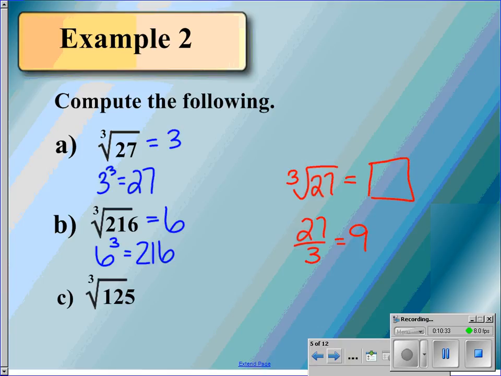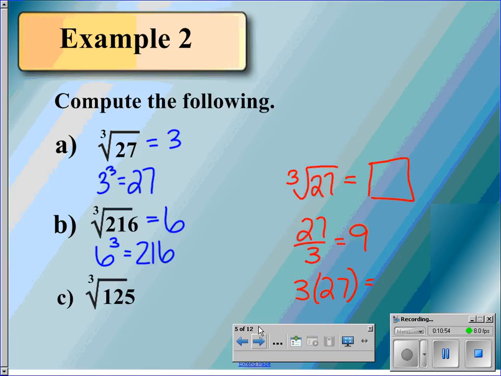No. Okay? Now, if I was multiplying something by 27, then my inverse operation would be dividing. But I'm not multiplying something by 27. I'm taking the cube root. So I want to know what the cube root of it is. That means what number can I cube? What number can I cube to get 27?